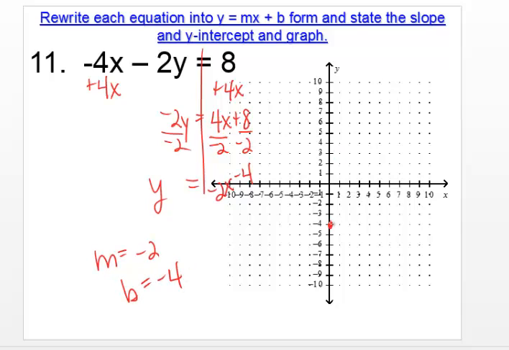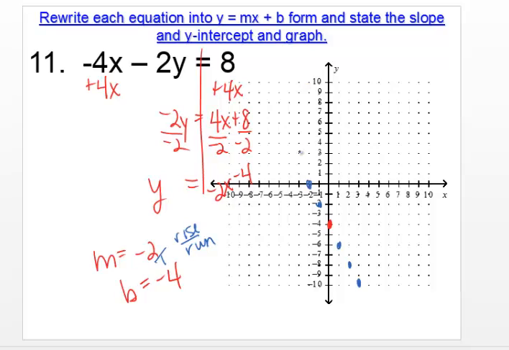So I'll plot negative 4. This is rise over run. Continue to put that over 1 to make it a fraction. Down 2 to the right 1, down 2 to the right 1, down 2 to the right 1. Or I could have gone up 2 to the left 1, up 2 to the left 1. You know you're doing it correctly because you've got negative slope and it's going down.